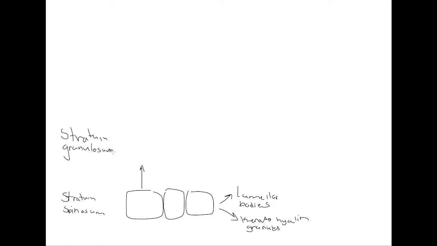Okay? And that is going to consist of keratinocytes that have lamellar bodies and keratohyalin granules. So they just started being produced in the spinosum, and now they are abundant in the granulosum. So I'll draw these little granules. Some granules here too. Okay, so stratum granulosum is going to have lamellar bodies and keratohyalin granules.